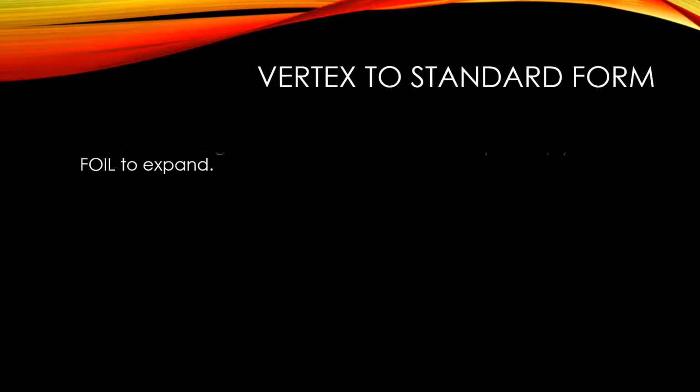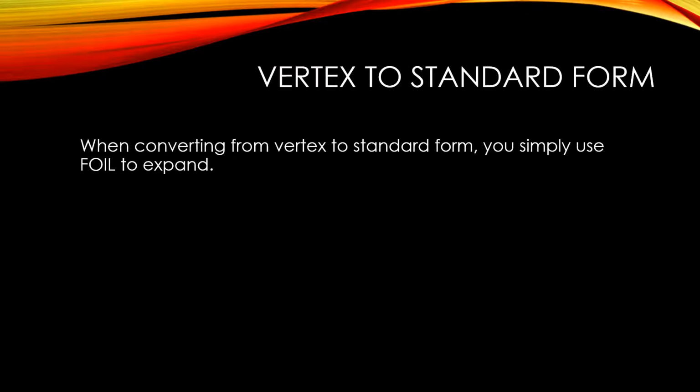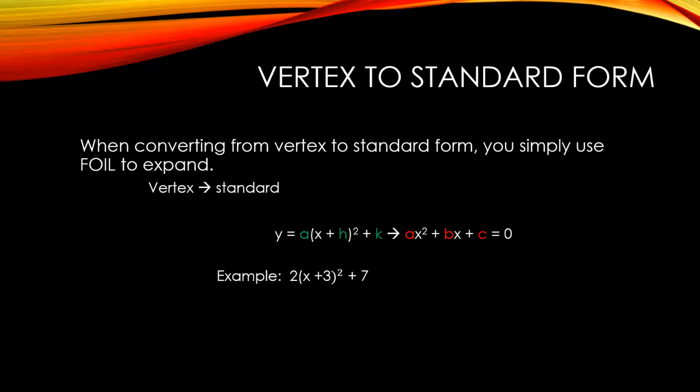Now, in order to do this, we dig into the crates of our knowledge and recall everything we know about polynomial expressions. So that's FOIL, distributive properties, simplifying like terms, because essentially that's what we're doing here when we're given an equation in vertex form and we're asked to convert it into standard form. Here's a quick refresher. So the equation 2(x + 3)^2 + 7 is in vertex form.